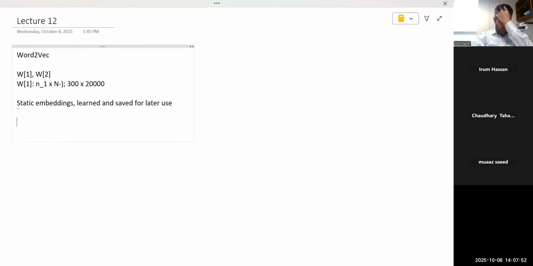Okay. So now just a quick discussion on how we can use these embeddings in a feed-forward neural network. So let's say we want to develop a feed-forward neural network for document classification.